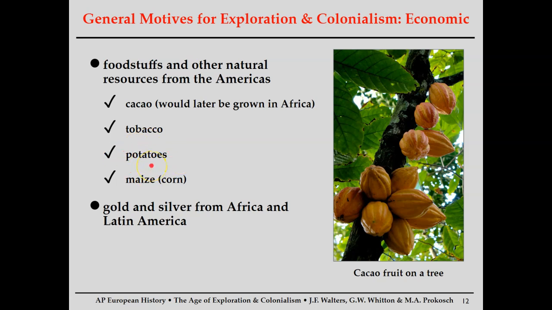Potatoes! Put a star on potatoes. You gotta know your potatoes. Potatoes were originally cultivated in Peru, and then will quickly be transported to Europe.